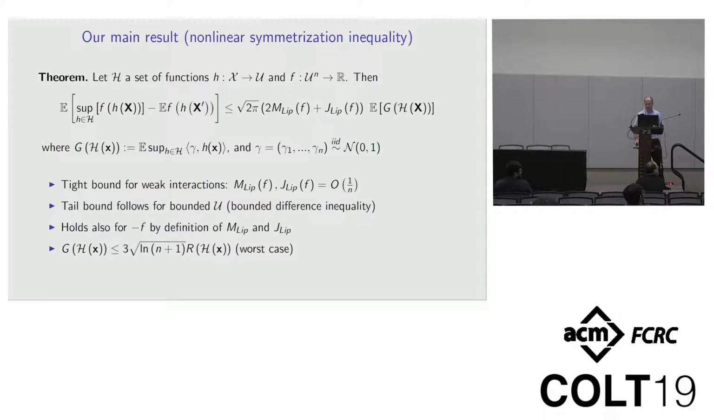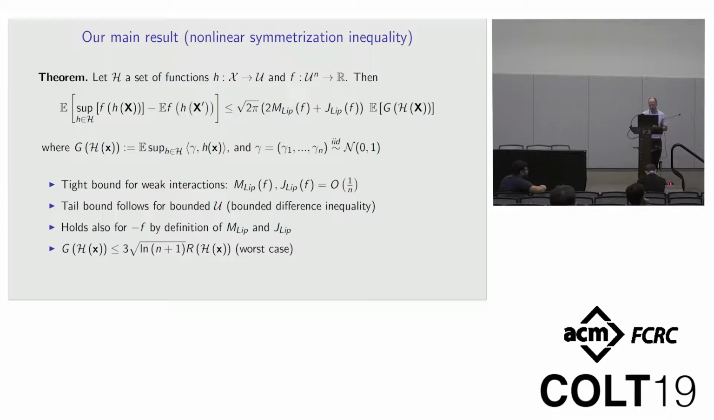Also, the results hold in the other direction because the semi-norms are symmetric to change of sign. And again, using the bounded difference inequality, we can get tail bounds. And finally, as I mentioned, the result holds for the Gaussian average, but in many practical cases, the Gaussian average is of the same order as the Rademacher, and even the worst case is just a little bit worse, so this is not a major concern.